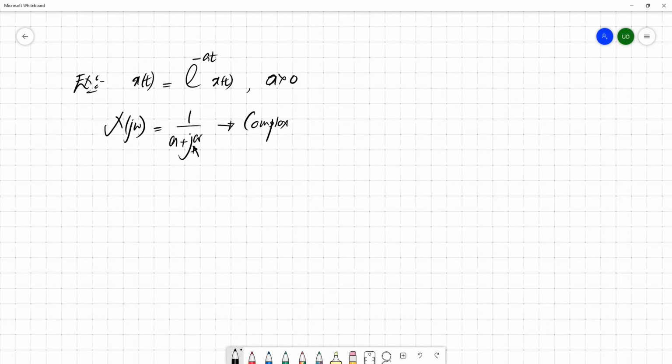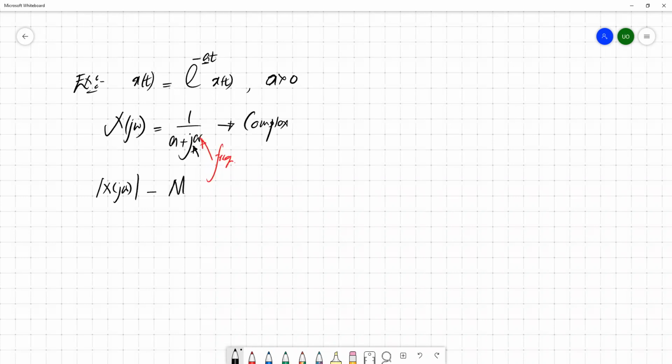Here a is the exponent and omega represents the frequency domain. So this is the Fourier transform of e to the power minus at u(t). By looking at this X(j omega), you can simply say that it's a complex function. If it is a complex function, we know that we can simply derive these two quantities.